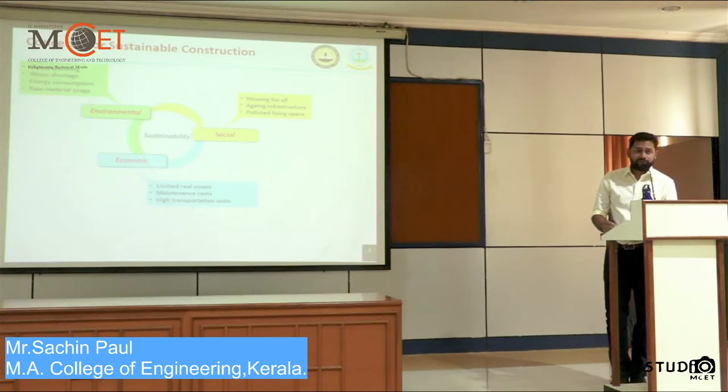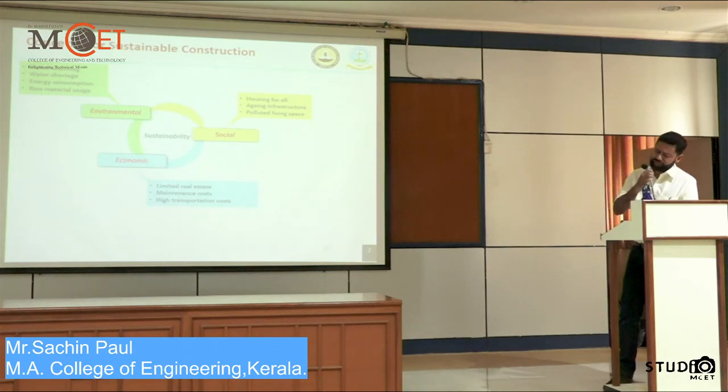So there are three pillars of sustainability: environment, social, and economic. These are the fundamentals of sustainable construction, or sustainability in any aspect. The environment part deals with global warming, water shortage, energy consumption, raw materials. So global warming: reduce the carbon footprint, reduce the carbon dioxide emission, and make it more sustainable.